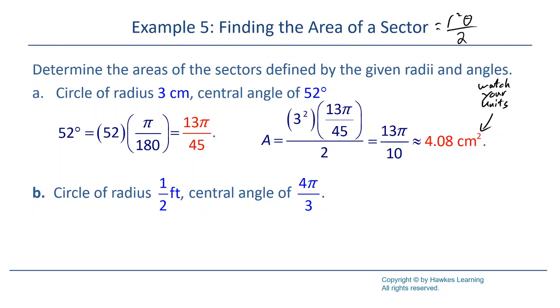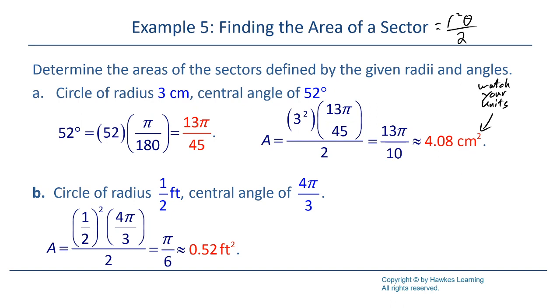So then a circle of radius half a foot with a central angle of 4 pi over 3 would be done the same way, except we now have one less step because we're already in radians and not degrees. So we just plug everything into the formula, and that gives us pi over 6, which is roughly 0.52 feet squared. And this is useful because think about if you've got a circular section of maybe a garden, or you're going to put a fountain and you need a concrete base, the fountain's circular.